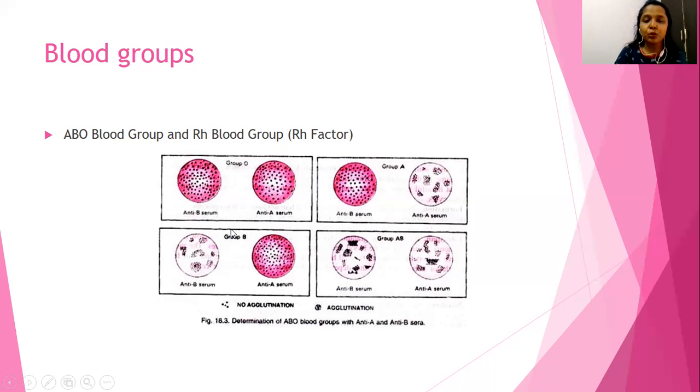So in case of the O blood group, in both A serum and B serum agglutination will not be there, it's clear. In case of the A blood group, agglutination will be seen only in the A serum. And in case of the B blood group, agglutination will be seen in the B serum. Whereas in case of the AB blood group, agglutination will be seen in both the serums. So here we can see agglutination in both.